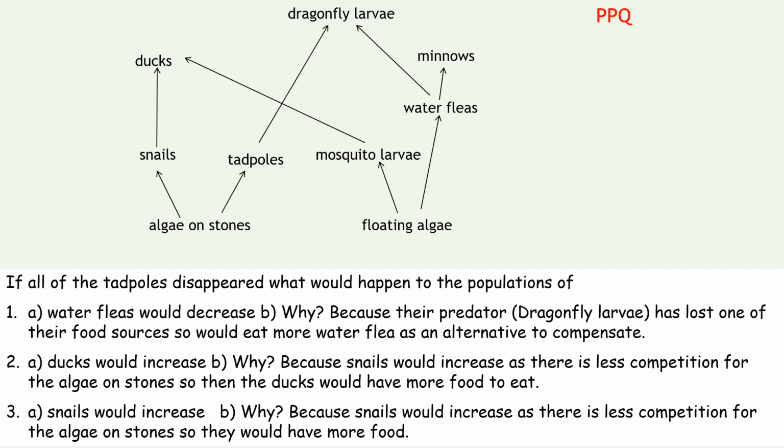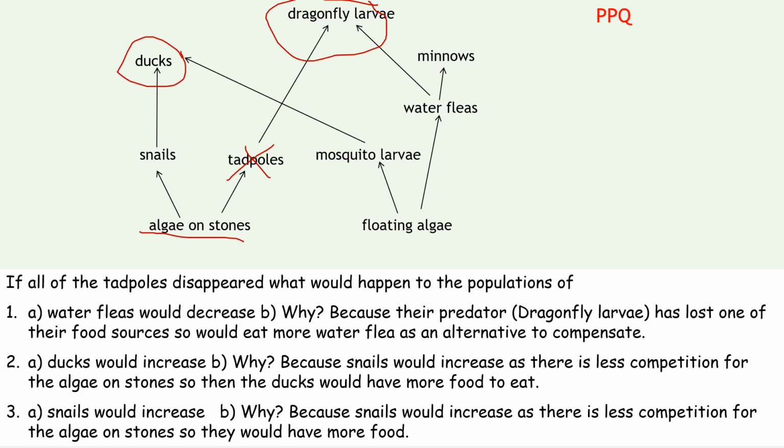the water fleas would decrease, and this is because their predator, the dragonfly larvae, has lost one of its food sources, so will eat more water fleas as an alternative to compensate. The ducks, on the other hand, would increase, and this is because the snails would increase as there is less competition for the algae on the stones. So the ducks would have more snails to eat.